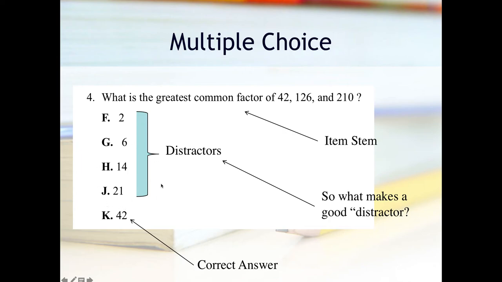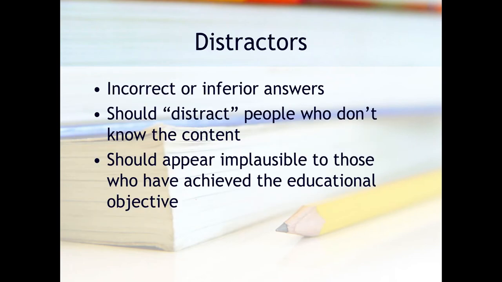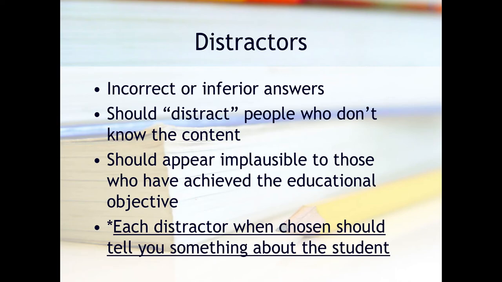That's kind of what we mean by distractor. It only distracts people that don't know what's going on. If you've mastered the concept and you're distracted, that's a bad sign. They should appear implausible to those people that have mastered the thing. The other requirement, in addition to distracting people who haven't mastered the content, is that they should be plausible and tell you something about the student.